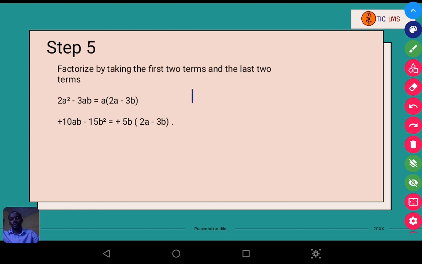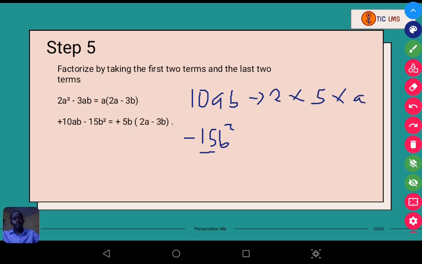And then you have 10ab and then negative 15b squared. Now we are going to look for the factors of 10. You could have it as 1 multiplied by 10, and 2 multiplied by 5. I'll take 2 multiplied by 5 because I have an aim of having something that is common with 15. So when you are finding your factors, you need to find something that is common with the next term. So you have 2 multiplied by 5, multiplied by a, multiplied by b. And for this you have 3 multiplied by 5, multiplied by b, multiplied by b. So now what do we have common?